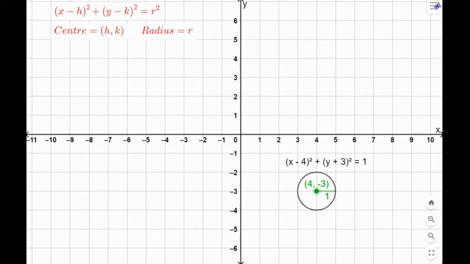You see that each time all we're doing is substituting the h and k values and the r value into our general form of the equation.